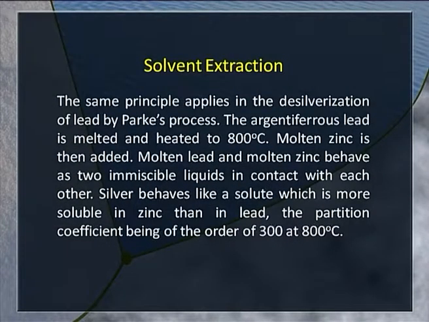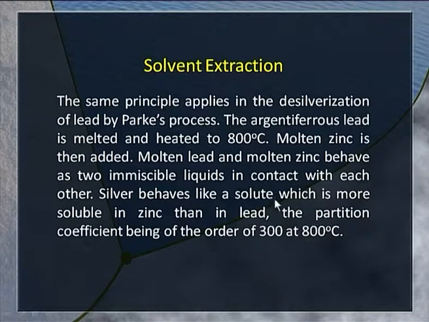The same principle applies in the desilverization of lead by Parkes process, which you have seen earlier. The argentiferous lead, if you recall, is melted and heated to 800 degrees centigrade. Molten zinc is then added to it. Molten lead and molten zinc behave as if they are two immiscible liquids in contact with each other.